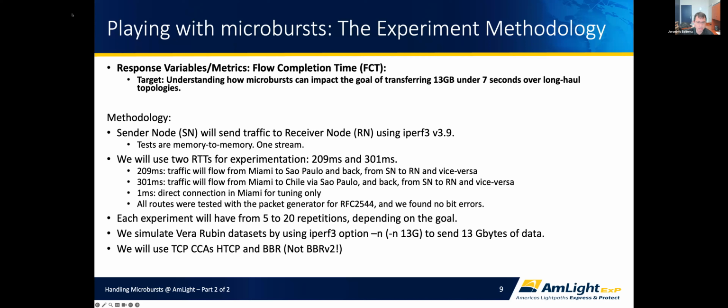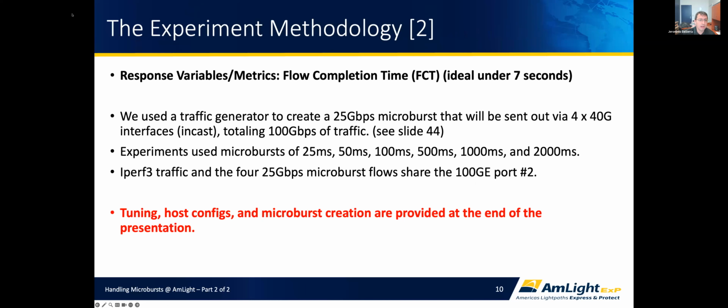We're going to have 5 to 20 repetitions. We're going to use option -n to simulate the 13 gigabytes of data that iPerf supports. We're using HTTP and BBR, not BBR v2. We don't have this in the nodes, but BBR is kind of similar in concept, so it's good enough for this. We're going to use a traffic generator to create a 25 gigabits per second microburst that will be sent out of 4 interfaces.